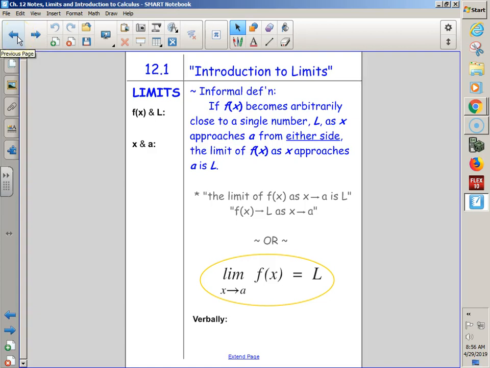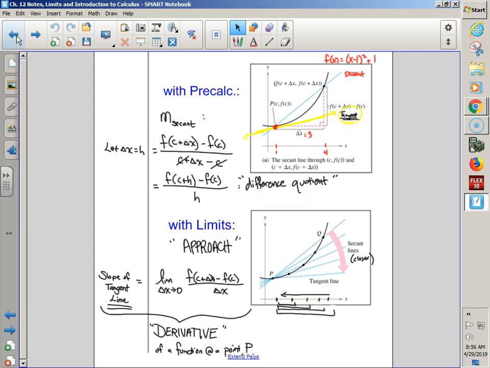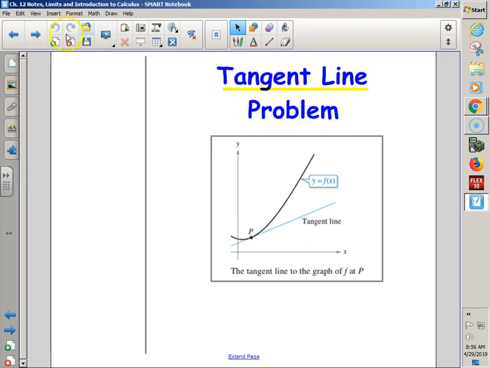As far as why or how limits are useful. Why limits again? Calculus is a limits machine, but why? What are the two big problems of calculus, at least to the foundation of calculus and where it came from? Tangent line problem. How do you get the equation of a line that only has one point?